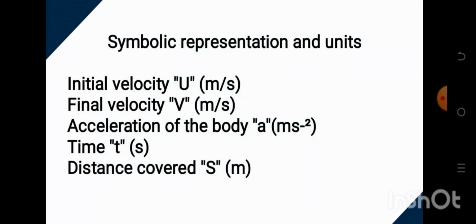Alright, what are the symbolic representations and units? Initial velocity is represented with u and is measured in meters per second. The final velocity is represented with v and is measured in meters per second. The acceleration of the body is represented with small letter a and is measured in meters per second squared. Time is represented with t in seconds, and distance covered is represented with s in meters.